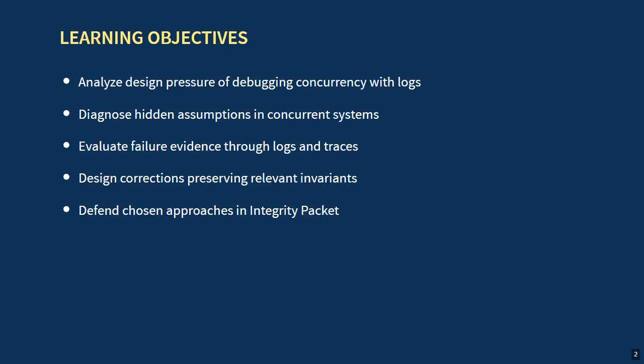In this section, we'll outline our learning objectives. First, we'll analyze the design pressures associated with debugging concurrency through logs. Next, we will diagnose hidden assumptions in our concurrent systems. Moving on, we'll evaluate evidence of failure as presented through logs and traces. And finally, we'll design corrections that preserve relevant invariants while being able to defend our chosen approaches in our integrity packets.